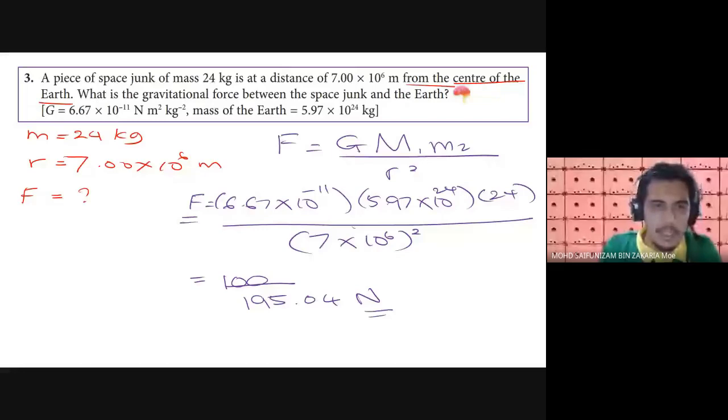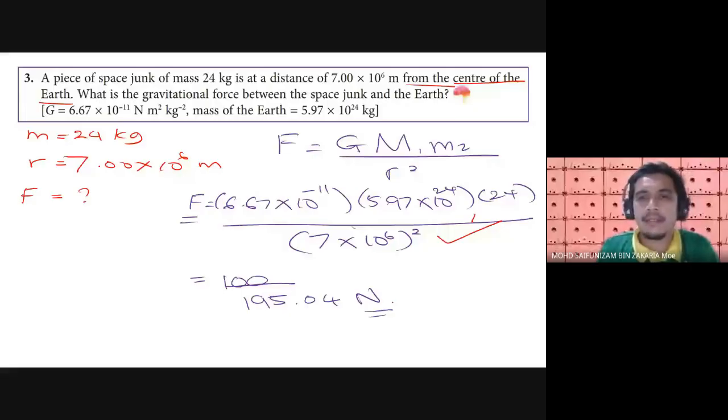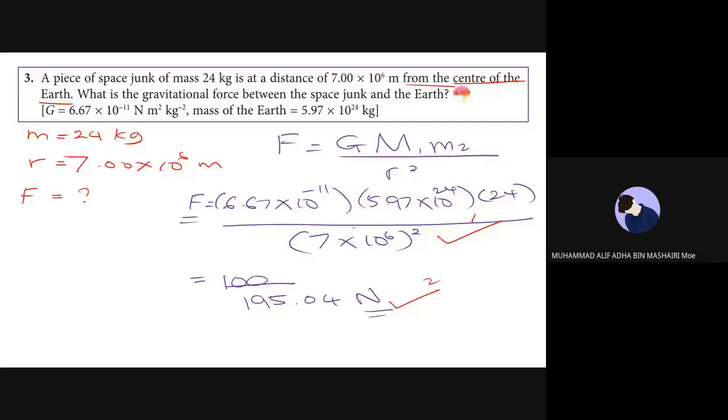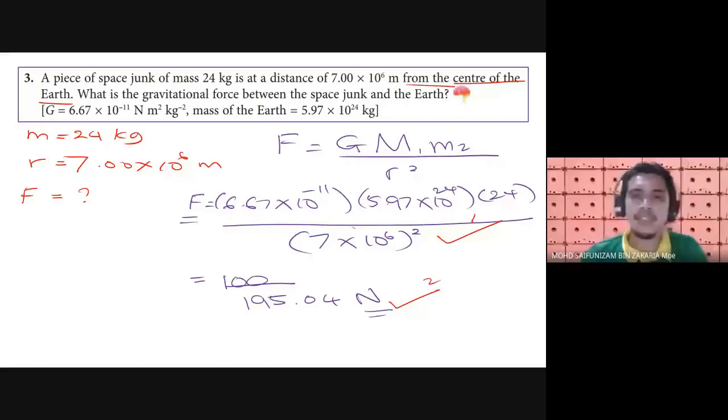Mark your exercise. For this substitution you get 1 mark, the first mark for substituting the values into the equation. The second mark is for the final answer with a correct unit. Any question? No. So we can proceed to the next question.